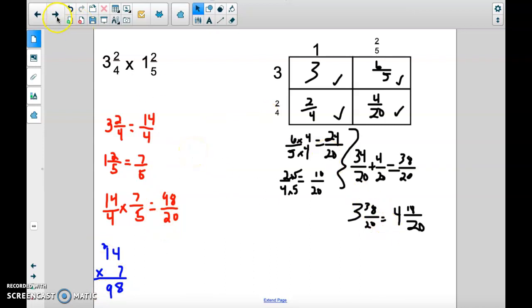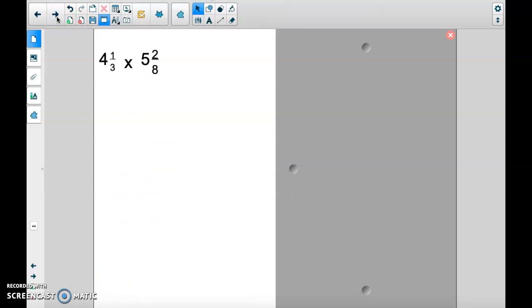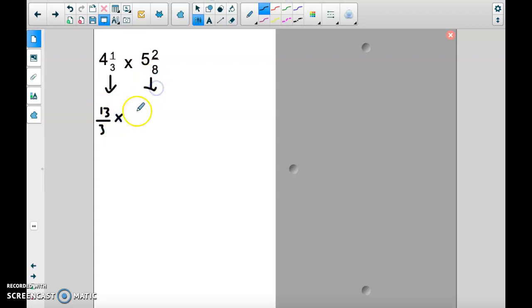All right? Next problem is 4 1/3 times 5 2/8. So 4 1/3, that's going to be equal to 13 thirds times 42 eighths. Whoa, that's a big problem to do. 13 times 42, 24. It's all right because I'm going to use my standard algorithm.